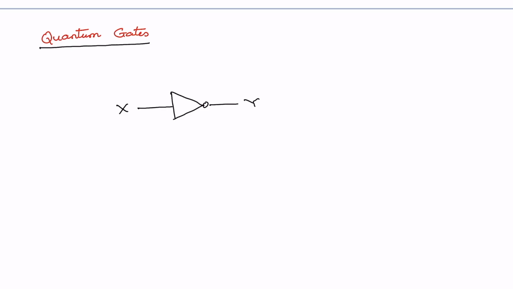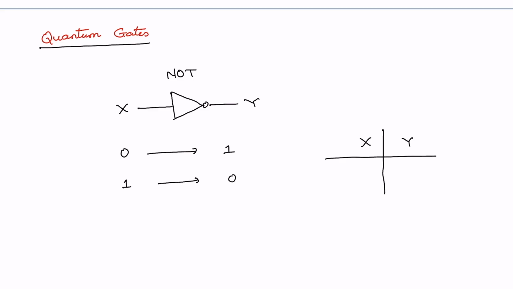is that a classical NOT gate transforms a bit 0 to bit 1 or bit 1 to bit 0 at the output. And we know about this input-output table here. If X is the input and the input is 0, then because of the NOT operation the output would be 1, and if the input is 1, then the output would become 0.